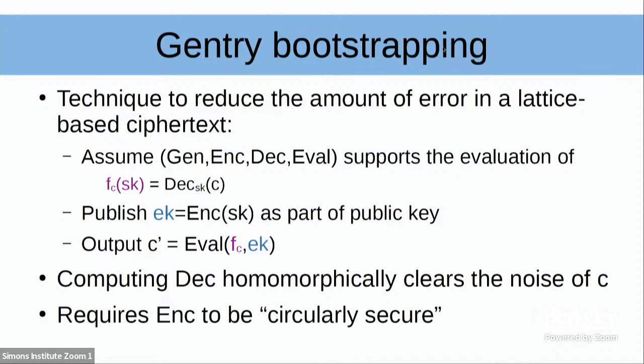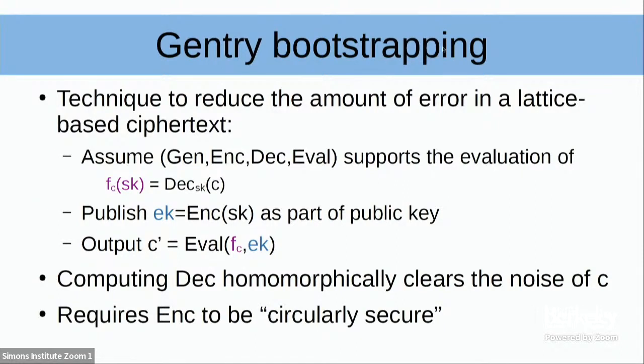For example, you can compute more and more additions. Now, this technique requires publishing an encrypted copy of the secret key of the scheme, that is, encrypting a key under itself or under the corresponding public key. This is a classic problem in cryptography called the circular security problem. Is an encryption scheme still secure even if you publish an encryption of the secret key under itself?